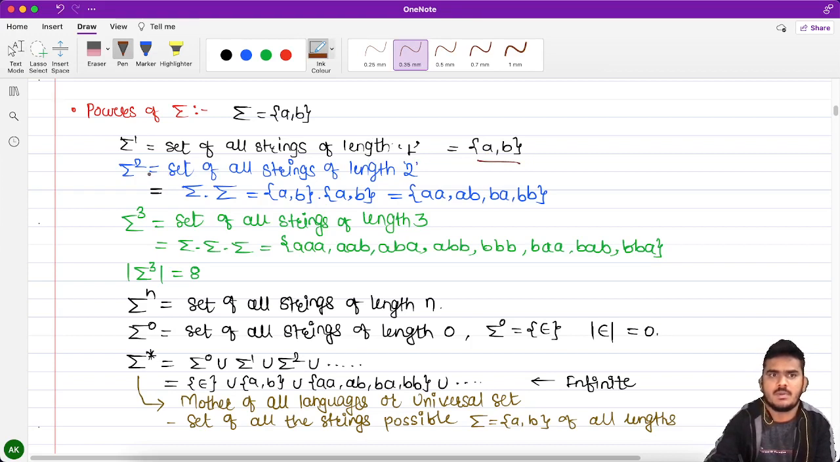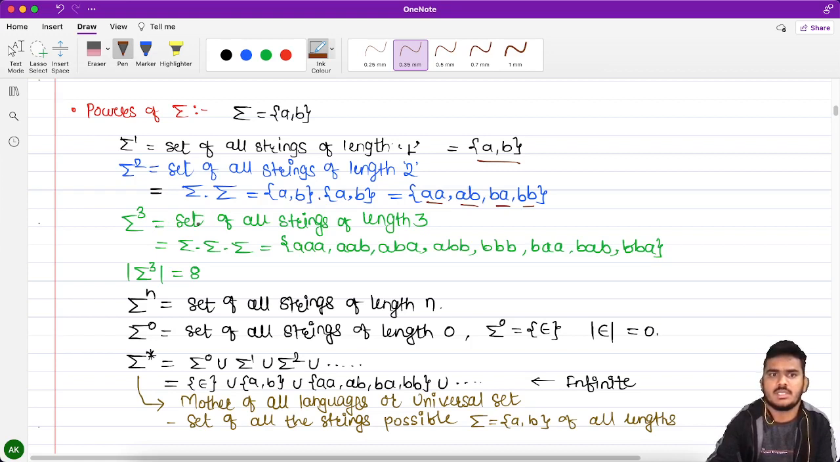Similarly, sigma power 2 says that set of all the strings of length 2. So it is nothing but sigma into sigma, means A, B. We know the alphabets A, B are there, multiplication with A, B. So the strings possible become AA, AB, BA and BB. These are the length 2 strings possible over the alphabet A, B.